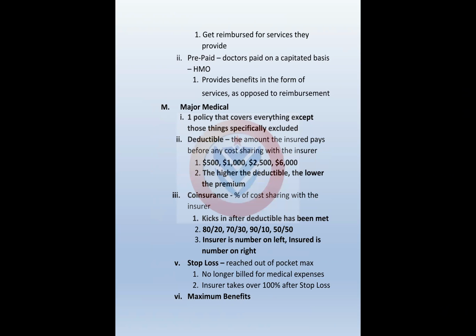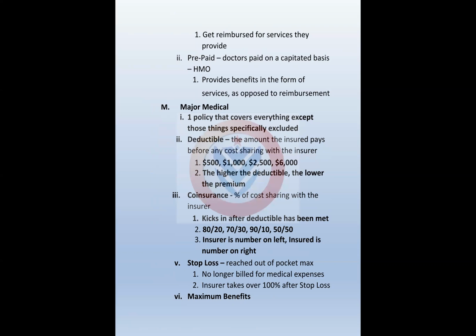Next, we have major medical plans. This is where you would have one policy that covers everything except for those things that are specifically excluded. So remember from an earlier chapter, we talked about comprehensive medical plans, and major medical is definitely one of those. There are some moving pieces to major medical. You adjust any of these pieces and it will affect the premium that you pay to the insurance company.